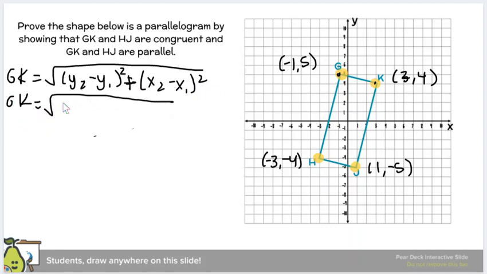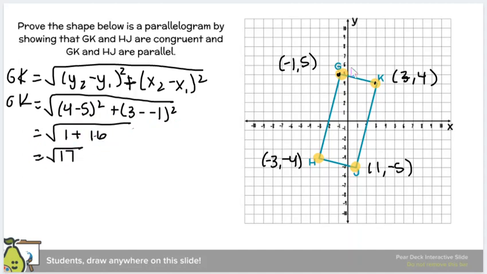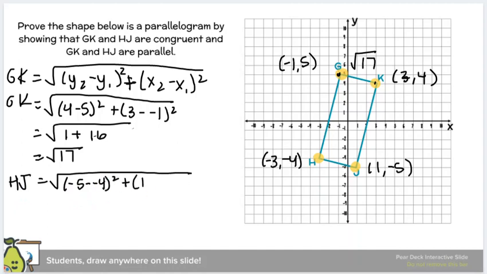So for GK, we will do 4 minus 5 squared plus 3 minus negative 1 squared. This leaves us with negative 1 squared, which is 1, and 4 squared, which is 16. So that means that the length of GK is the square root of 17. If it's congruent to HJ, it should have the same distance. So for HJ, using our distance formula, we have negative 5 minus negative 4 squared plus 1 minus negative 3 squared. Again, this leaves us with negative 1 squared, which is 1, and 4 squared, which is 16. So we do end up with that distance of the square root of 17. Since they're both the same length, these two sides are congruent, and we can show that GK is congruent to HJ.